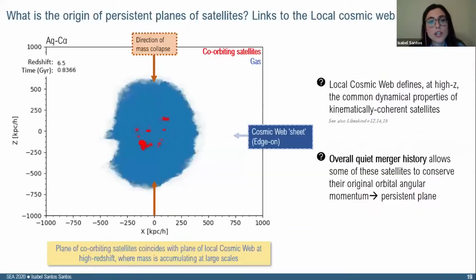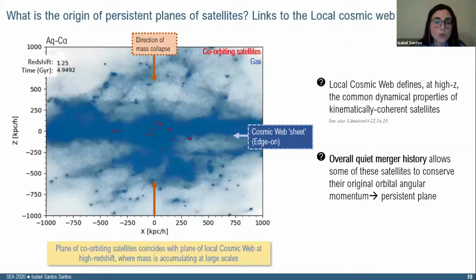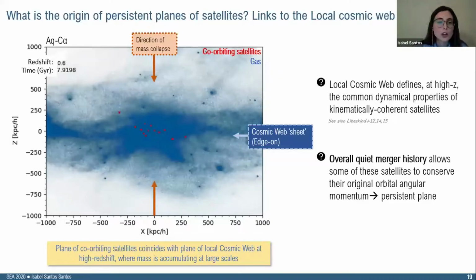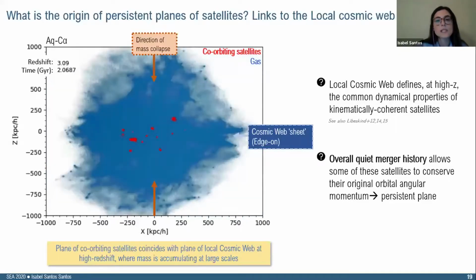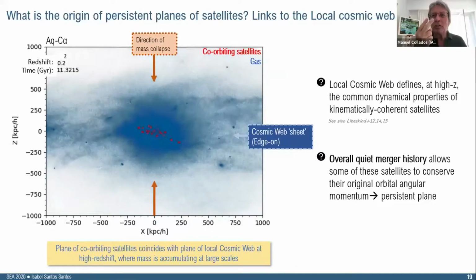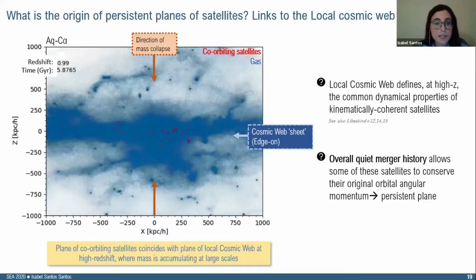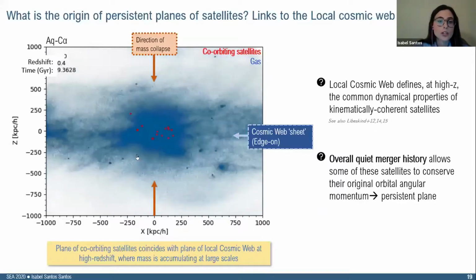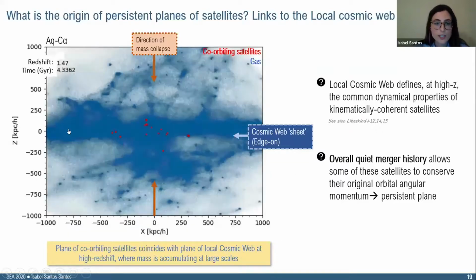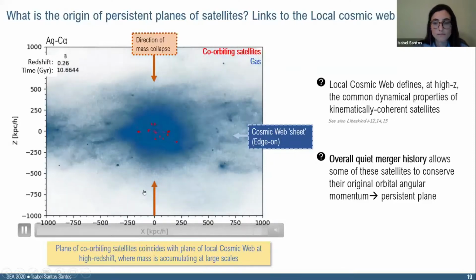The next step is understanding what is the origin of these co-orbiting satellites. Here I'm showing the video of the evolution of the Aquarius C alpha system. The gas particles are shown in blue, and the co-orbiting satellites in red. These satellites, which originate at any place at high redshift, follow the main directions of mass collapse and fall onto the cosmic web sheet where mass is accumulating, which we observe edge on like this.